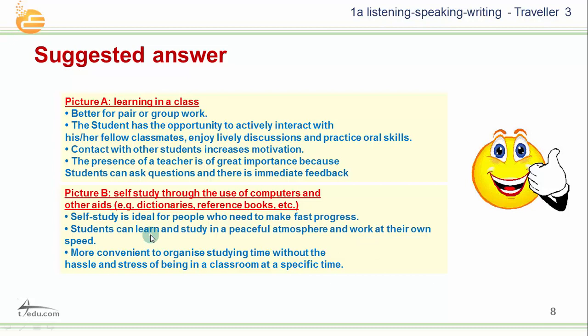Also, this is related to what I just said. Also, for some people, it's more convenient to organize studying time without the hassle and the stress of being in a classroom at a specific time. Some people just don't like to wake up at 6 a.m., go to school in the morning, and they feel a little bit lazy.